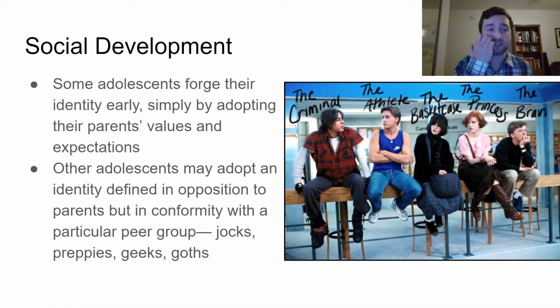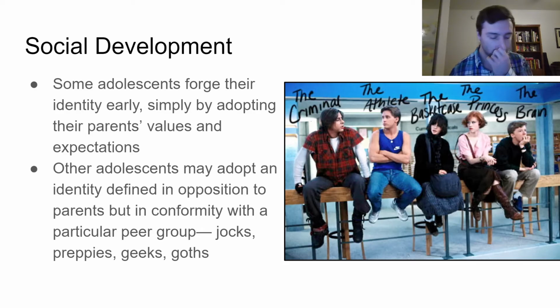So let's look at some other pieces of social development. Again, we're still continuing this idea of social identity. Some adolescents forge their identity early and simply adopt their parents' values and expectations. A lot of these things can be very dependent on what's going on in this child's life and how they fit in or don't fit in.